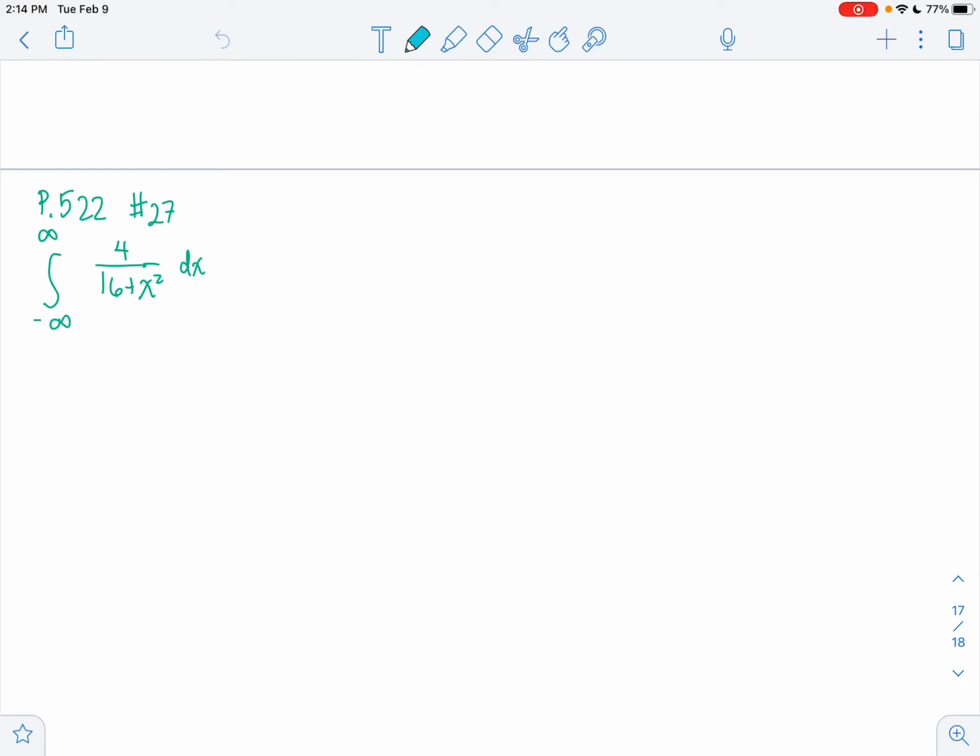Hi, so this is page 522, number 27, and this provides us with a problem that is challenging not only in the sense that you have an improper integral, but it's our first time seeing an inverse trig function that might not necessarily be just the traditional parent function that you're thinking of. So we're going to start off by, remember there's two parts to this.